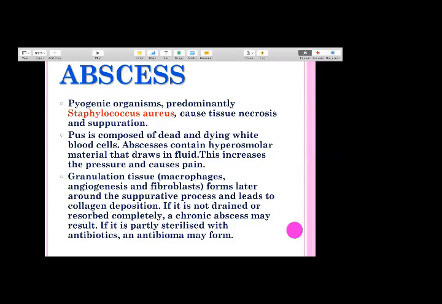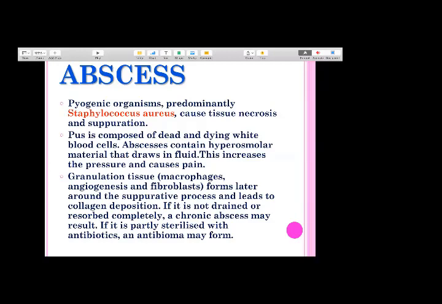This increases the pressure, followed by pain. Macrophages, angiogenesis, and fibroblasts all cause formation of granulation tissue, and later a suppurative process forms around it and leads to collagen deposition as well. If it is not drained or resorbed completely, this abscess can become chronic.